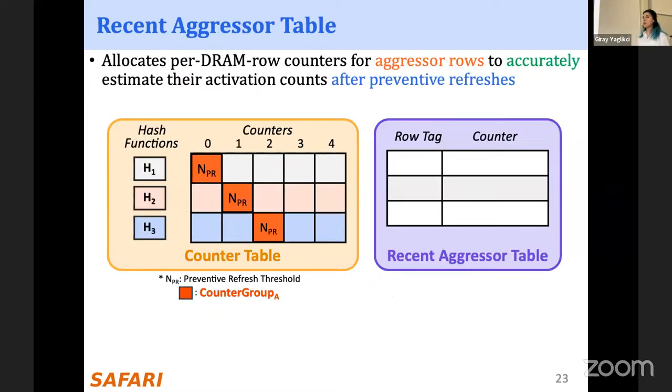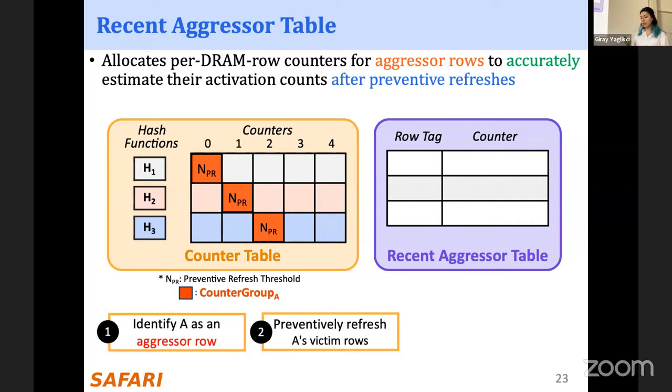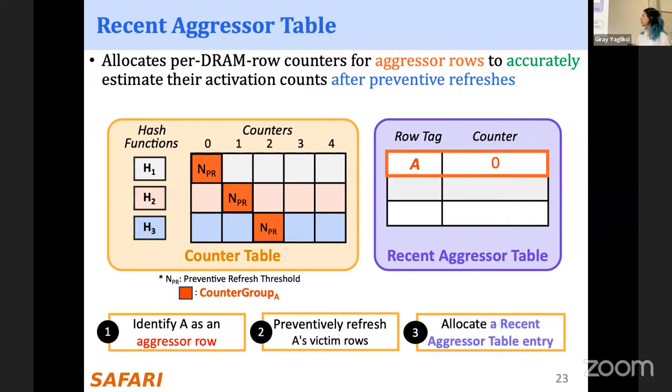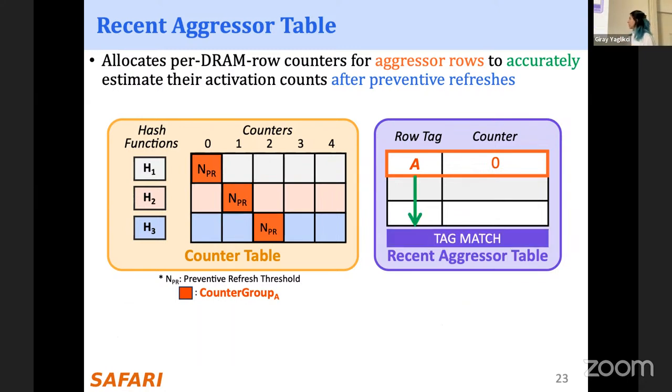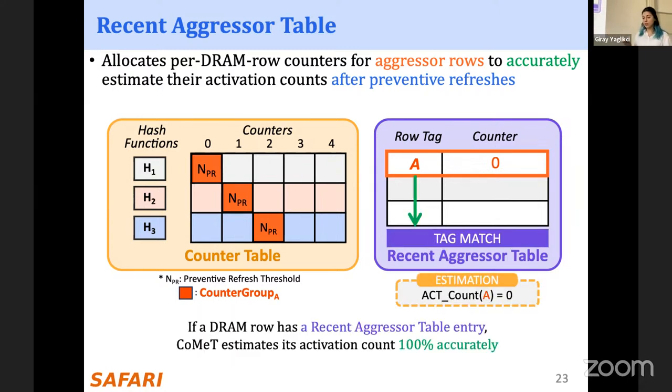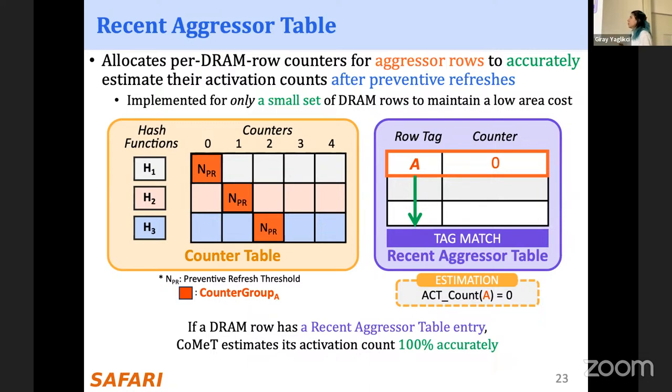And the recent aggressor table does exactly that. It allocates per-DRAM-row activation counters for aggressor rows to accurately estimate their activation counts after preventive refreshes. After identifying A as an aggressor row and preventively refreshing victim rows, CoMeT allocates a recent aggressor table entry and initializes the counter with zero. After this point, whenever A is activated, there will be a tag match, and CoMeT will estimate the activation count as the actual activation count of it, because these counters are not shared across different DRAM rows. CoMeT implements this for only a small set of DRAM rows to maintain a low area cost.